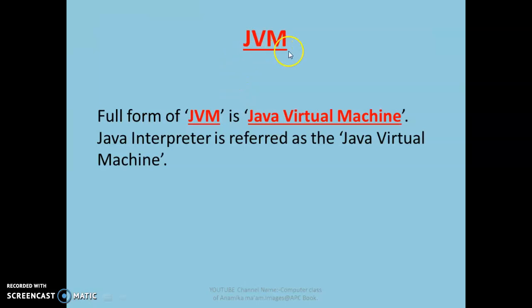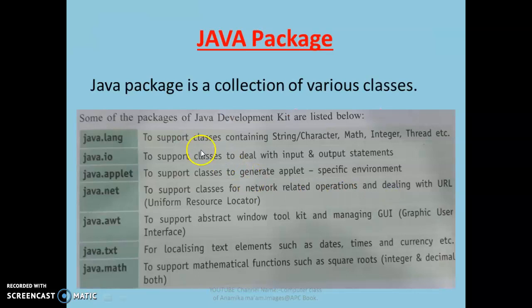JVM, very important. The full form of JVM is J for Java, V for Virtual, M for Machine. Actually, it is nothing but the Java interpreter. The name of the Java interpreter is Java Virtual Machine. Now, come to the next slide.